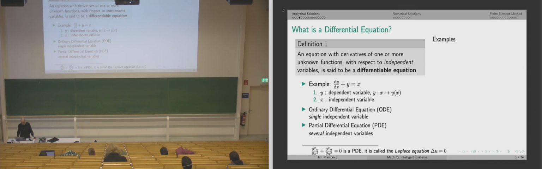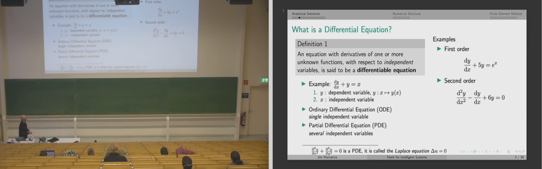So, examples of differential equations. If we have a first order differential equation of this form, here the independent variable is x, the dependent is y. That's a first order differential equation, and then the second order differential equation would involve the second order derivative with respect to the independent variable. And what you have to imagine is that y is always a function of x.